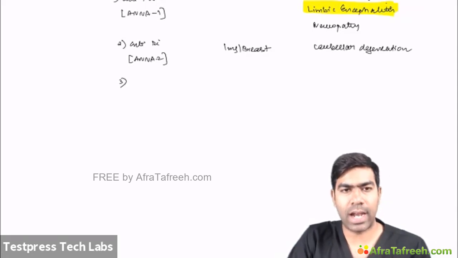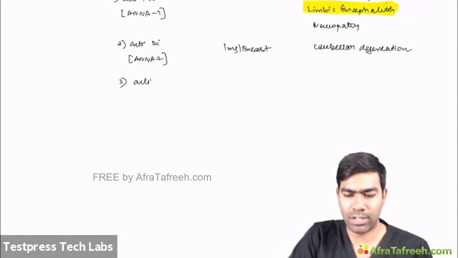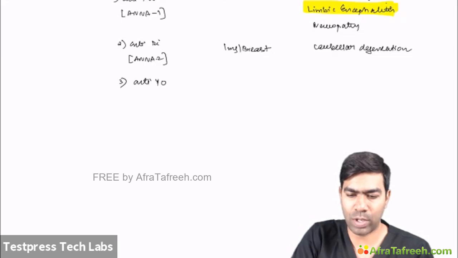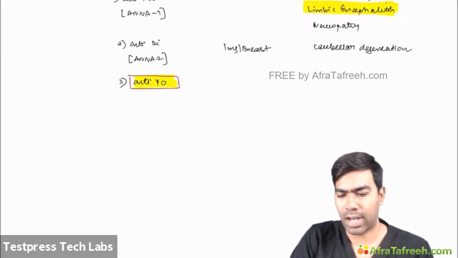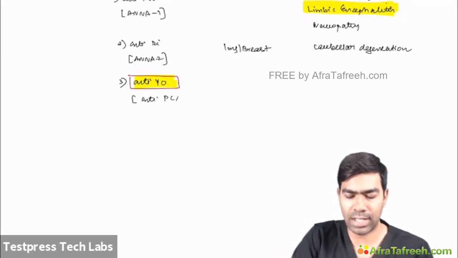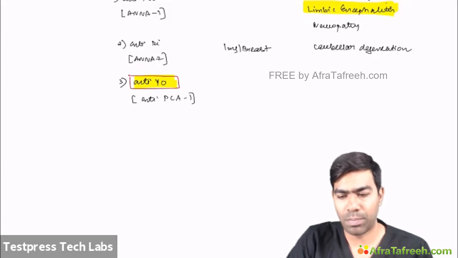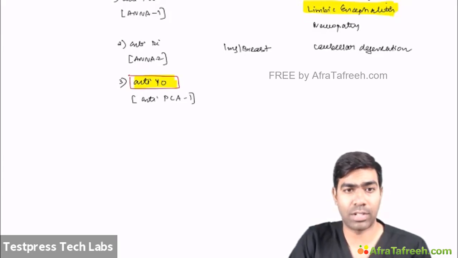And the third one is the anti-Yo antibody. That's a really, really important antibody. If there's one antibody that you should never forget in the exam, it is the anti-Yo antibody. Anti-Yo antibody is otherwise referred to as anti-Purkinje cell antibody 1, the Purkinje cell antibodies of the cerebellum. So it's an anti-Purkinje cell antibody.